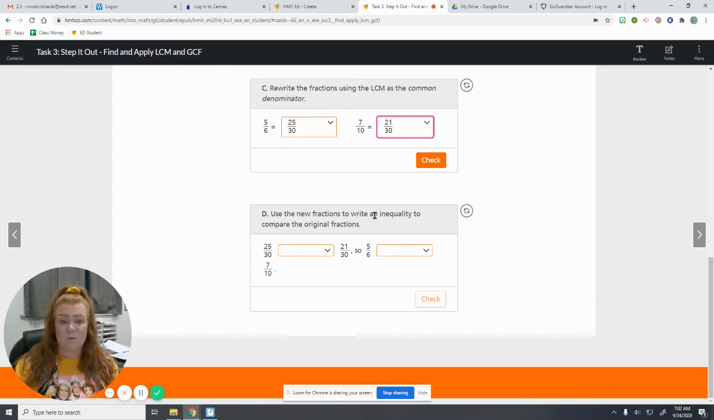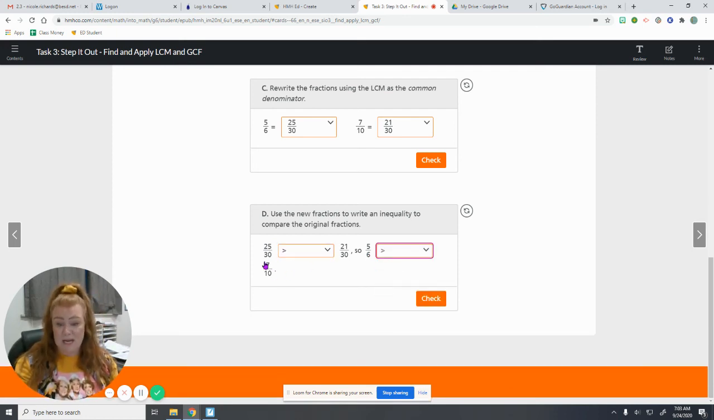So we're going to write an inequality. So remember, that's our comparing symbol. An inequality, it even tells me right here, to compare. So 25/30ths, I know is greater than 21/30ths. I've got 4 extra brownies than in this pan. So that also means 25/30ths was the same thing as 5/6. So that means 5/6 is greater than 7/10 as well.